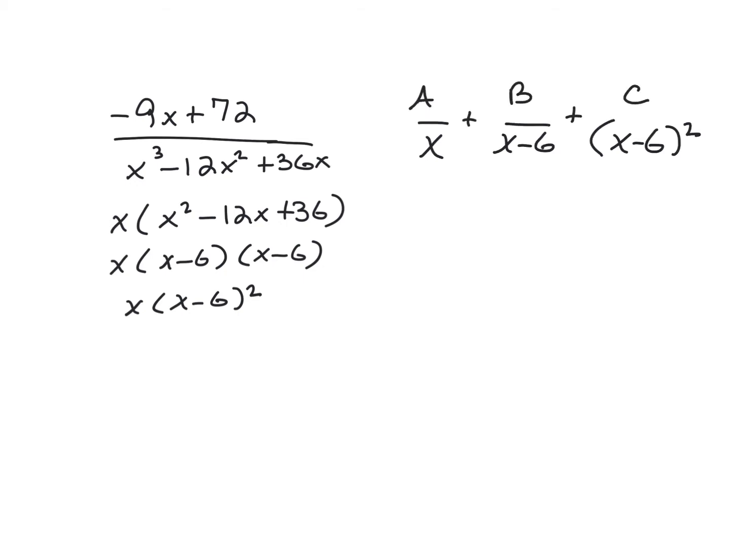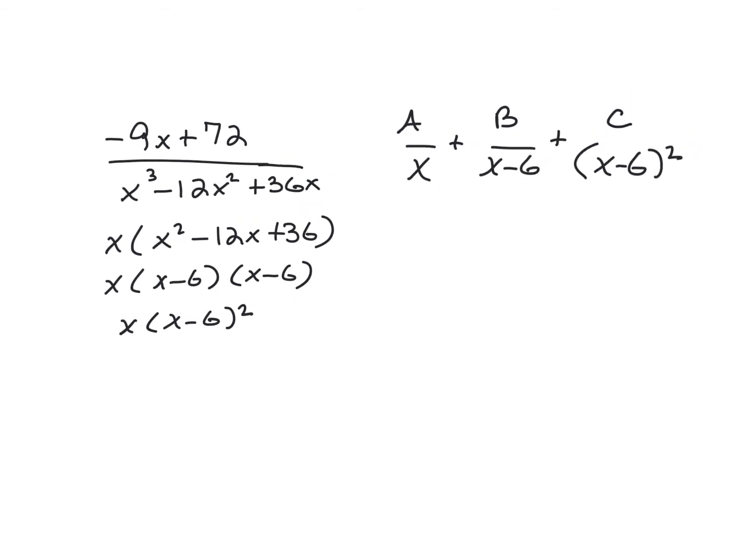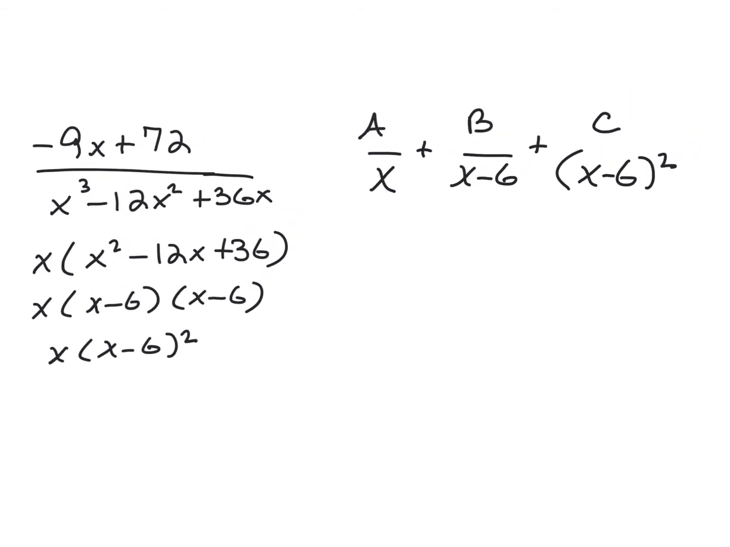So again, you're going to gain points by just showing me the factored denominator. Then you're going to get points by showing the setup of the fractions. Next thing we need to do is fill in what each denominator is missing. Like, let's say I'm finding a common denominator here. So my first fraction is missing the x minus 6 squared. The second fraction is missing the x and one of the x minus 6's. And then the last fraction is just missing the x.